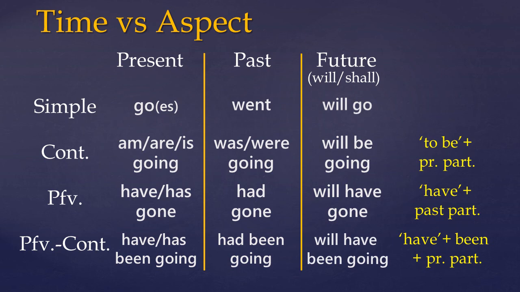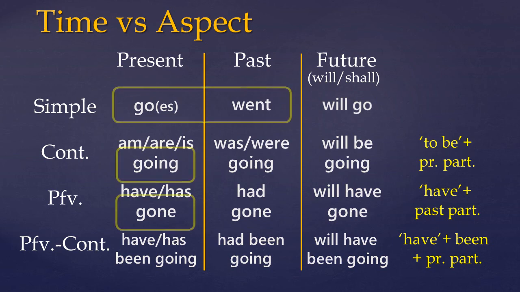So, with the table now complete, we can point out another couple of features. And the first is that the verb to go only appears in 4 distinct forms.